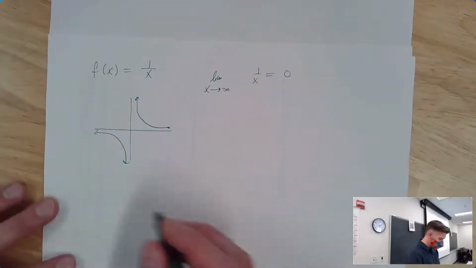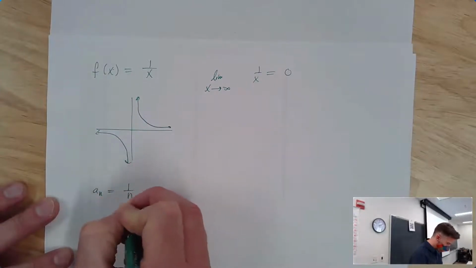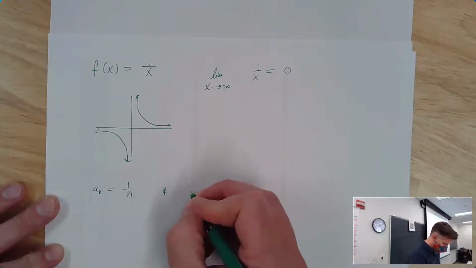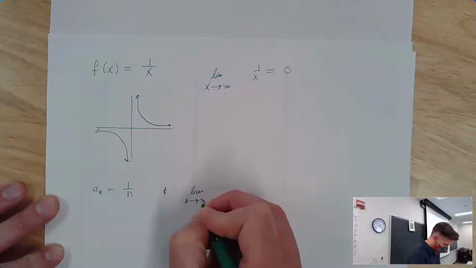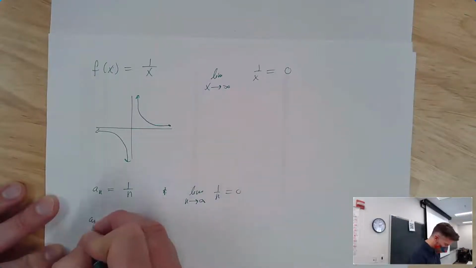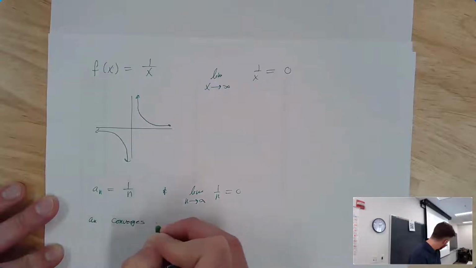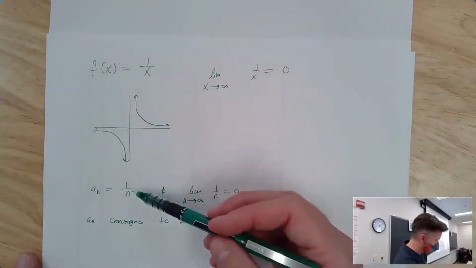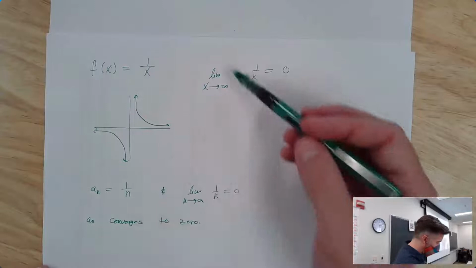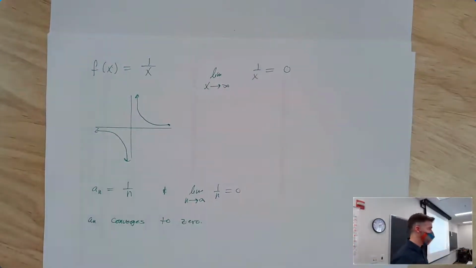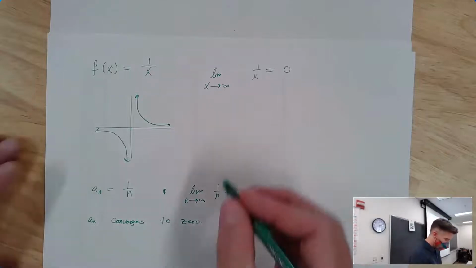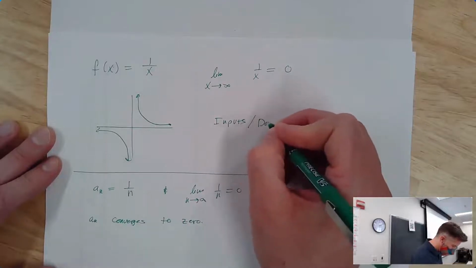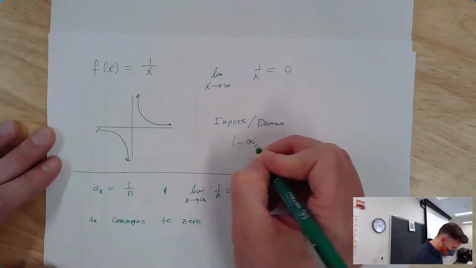We could also talk about the sequence a sub n equals 1 over n. And it's also true that this converges to 0. Now, the only real difference between f of x equal to 1 over x and a sub n equal to 1 over n is that for f of x equal to 1 over x, we typically think about the x values being any possible thing except for 0. So here we would say our inputs or our domain is everything but 0.